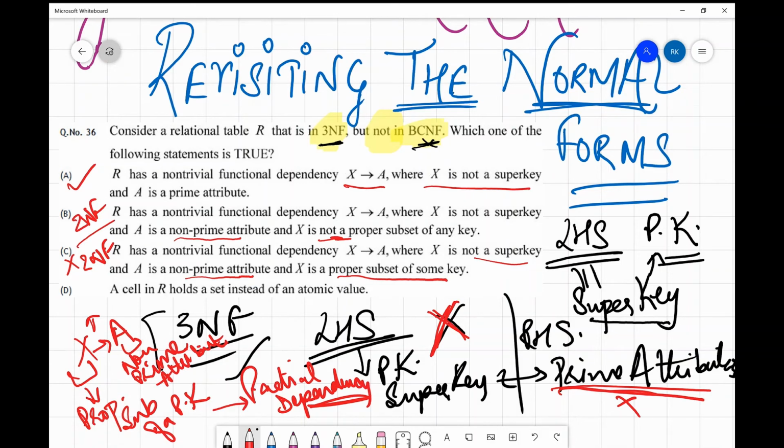Now let's see the last option. A cell in R holds a set instead of an atomic value. Now what is the condition of 1NF? 1NF says that every cell in R, every attribute, should have atomic values. Now this fails that very condition as well. So that means this relational schema R will not be in 1NF either.